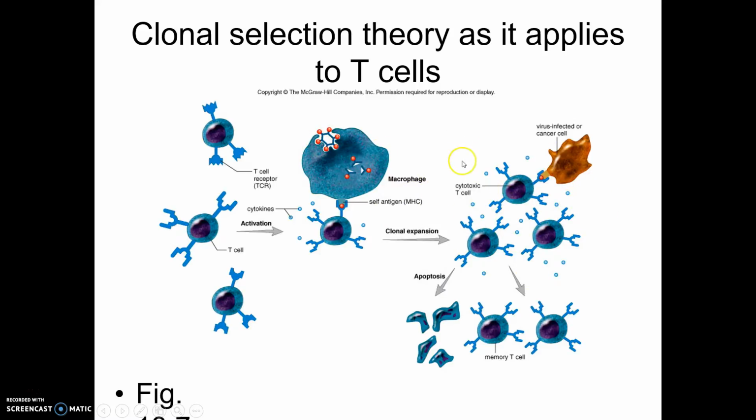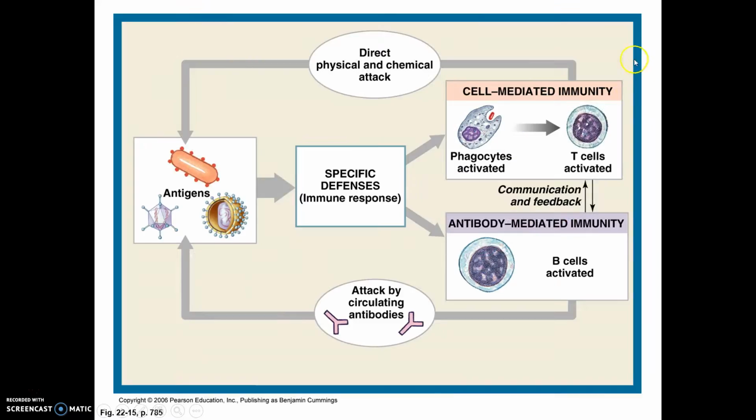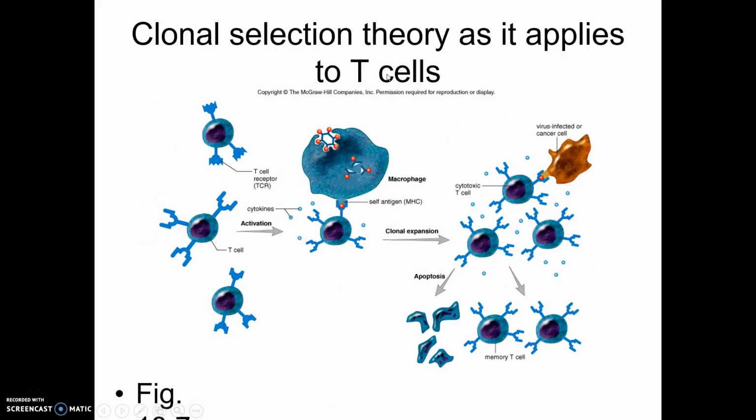And remember, these are doing what we called cell-mediated, where they go direct physical chemical attack. So we see the direct chemical attack of a cell that is invaded, because cells that are invaded will also display the same antigen that the macrophage displayed. So this will actually go and find the cells that are invaded, and then will release chemicals across to kill that cell.